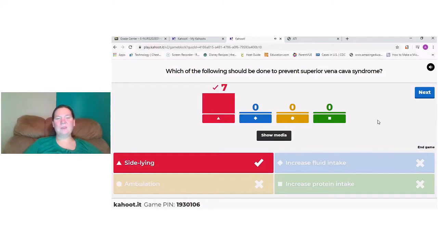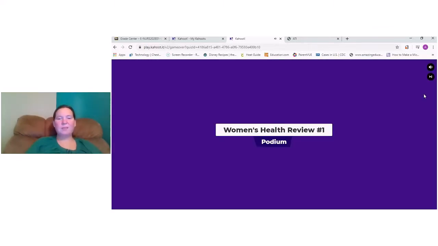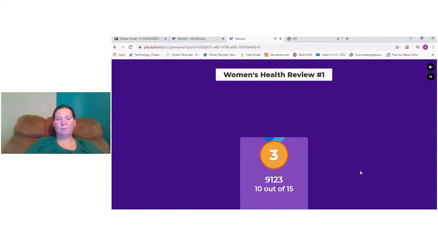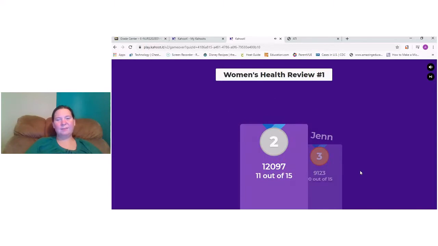Excellent. Everybody got that one. So Vena Cava syndrome, you'll also hear it called supine hypotension. Any woman who is by the time they get to their second trimester should not lay on their backside flat. They should lay on their side because that baby presses down on that vena cava, causing compression, decreasing venous blood return, and making them dizzy. So if they're dizzy, turn them over. Good job, guys.